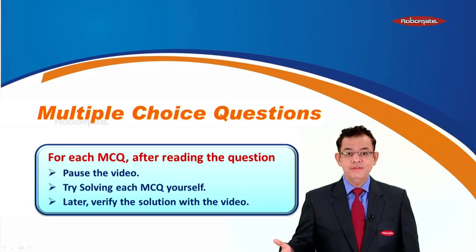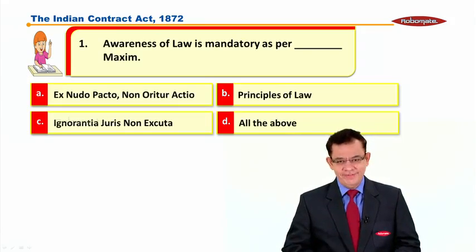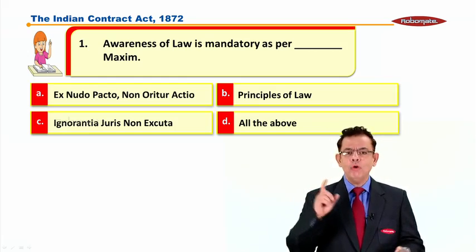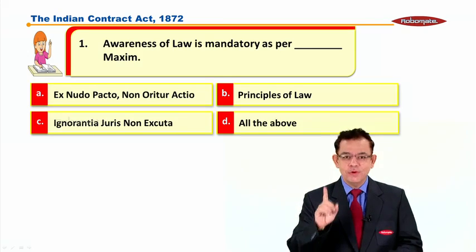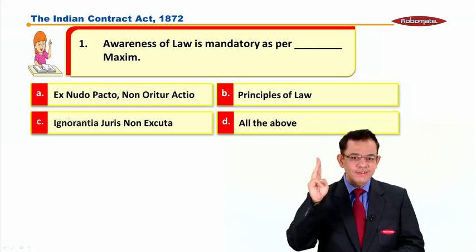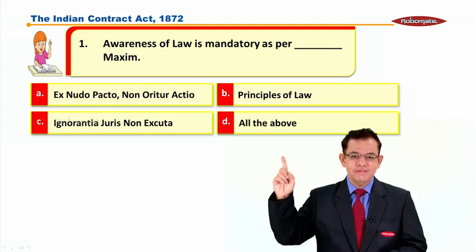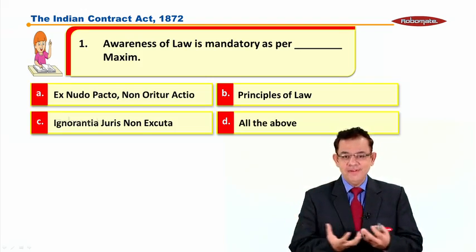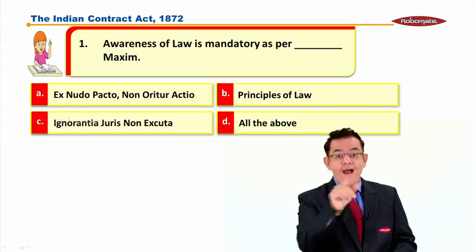Let us now start with MCQs, that is multiple choice questions. And here comes the first one. Awareness of law is mandatory as per dash maxim. Now, what can you see? A question, four options. And one more thing. Near the number, you can see a student is sitting. Three things about that student. The student is smiling, amazed while seeing the question, and the hand is up. Which means what? Smiling because the question is easy. Amazed with the eyes because it looks very wonderful. And hand up means I know the answer. And that is exactly what you are.